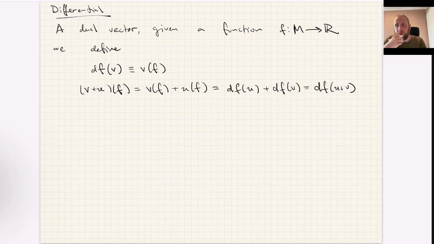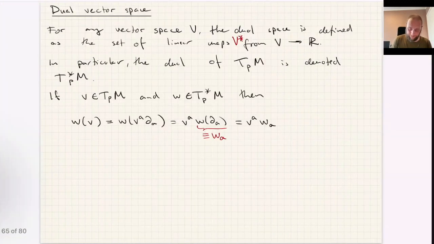Yes, you have to think about the linear mapping from tangent vectors to real numbers. That's the definition of a dual vector, because that's the definition of the dual space, right? So we define the dual space here as the dual of the tangent vectors. So it's a linear map from the tangent space to real numbers.